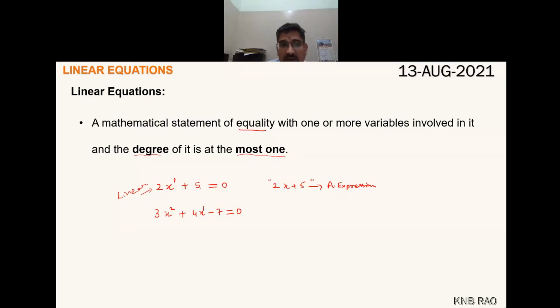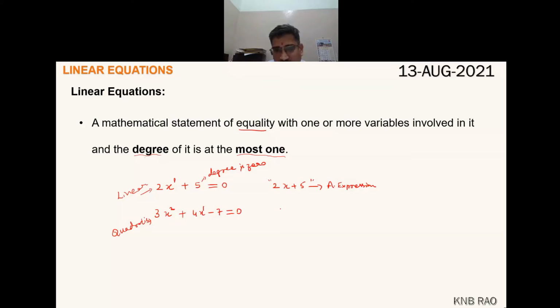What happens to this term? Do we have any variable? If at all we have, the degree of the variable will be 0. Very good. I explained all this to you in 8th class. The same thing helps you. Here the degree of the variable is at the most one. That's why this is called a linear equation. Whereas in this case the degree of the variable is at the most 2. That's why it is called a quadratic equation.